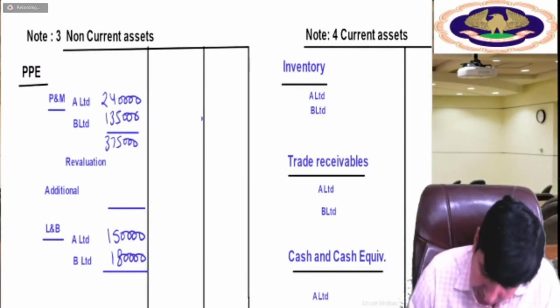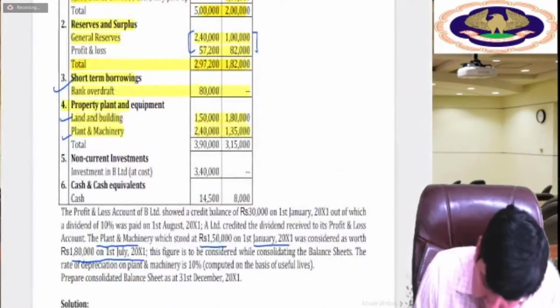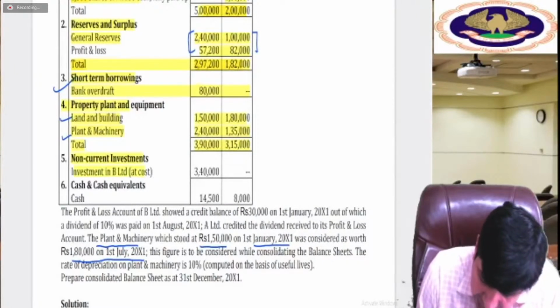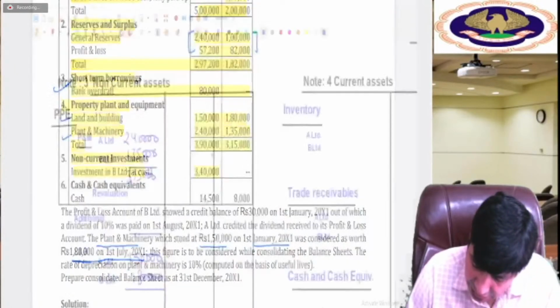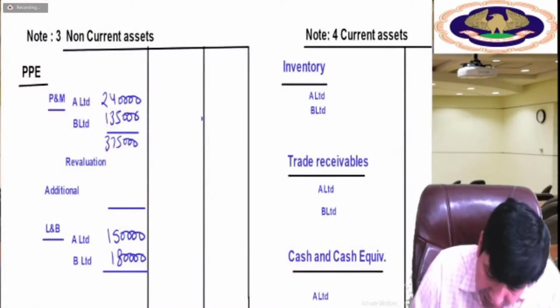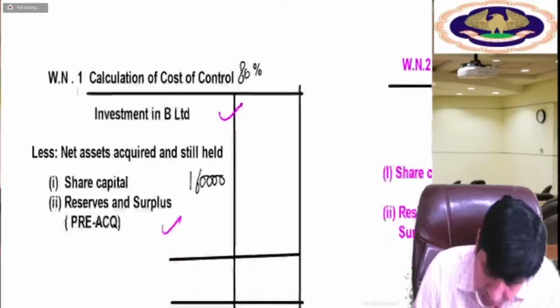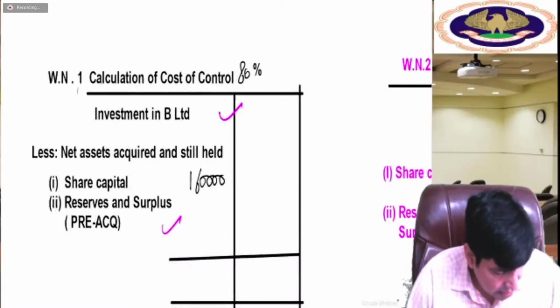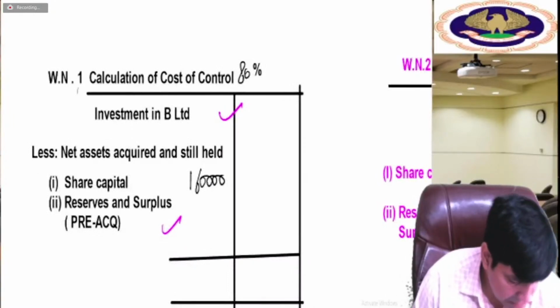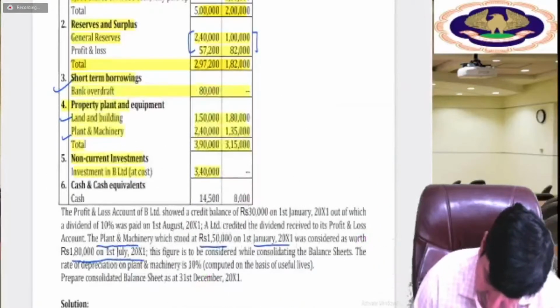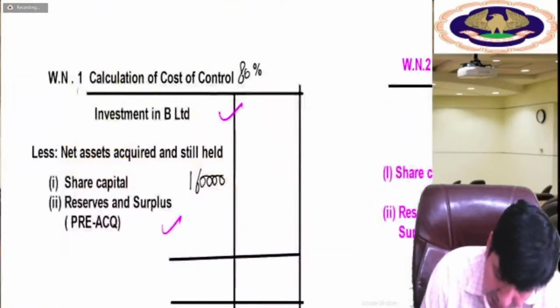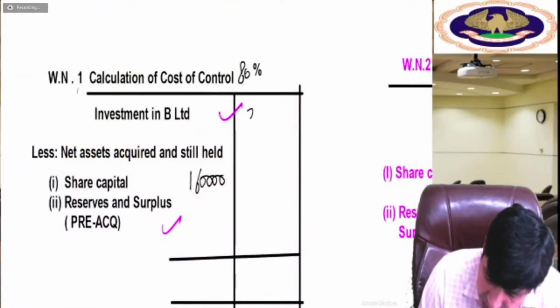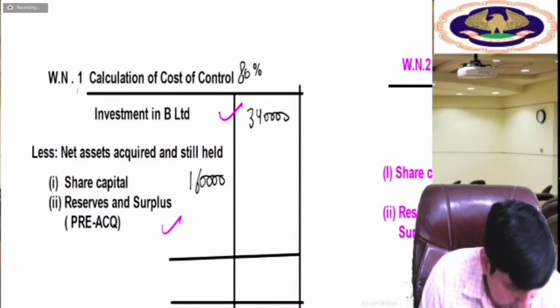Now moving to the next part of the question. Now we are moving to the non-current investment. You are having the investment in B Limited, and you have to post it in the working note, working note number 1. So what is the amount of investment? Check, 3,40,000. Yes, 3,40,000 we have to post here.